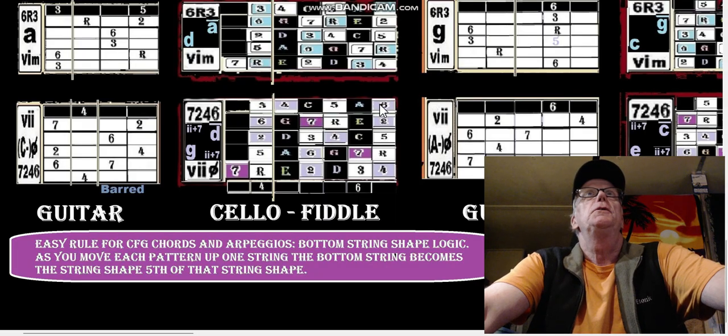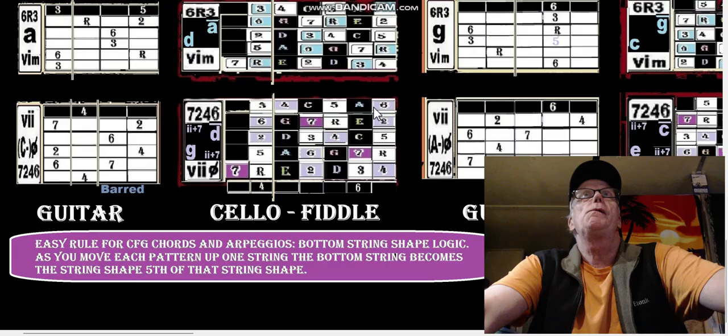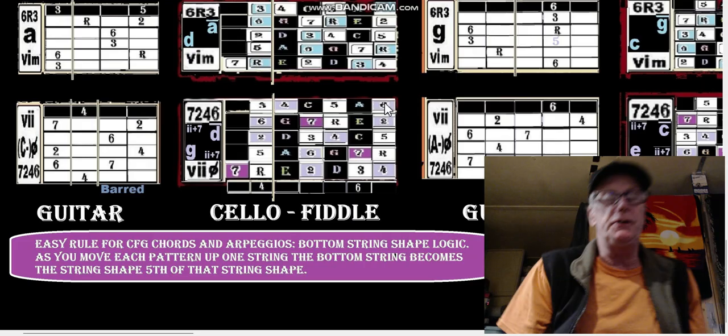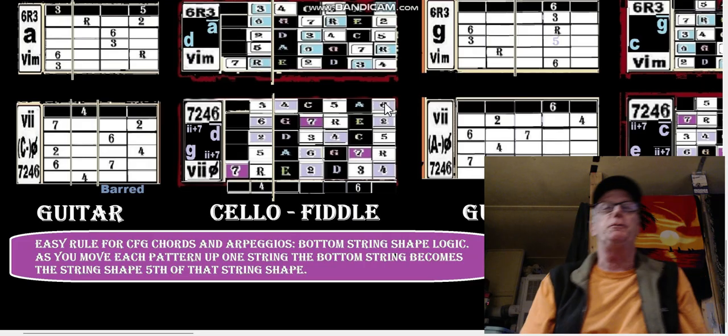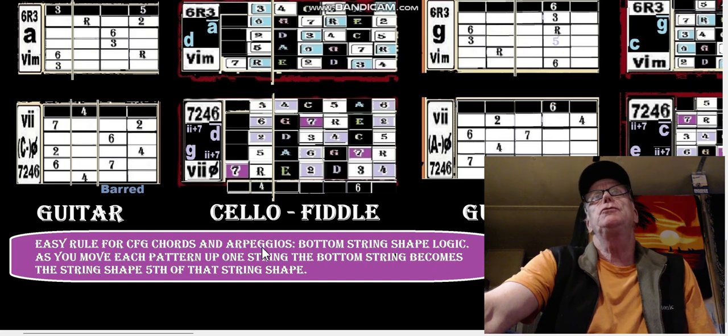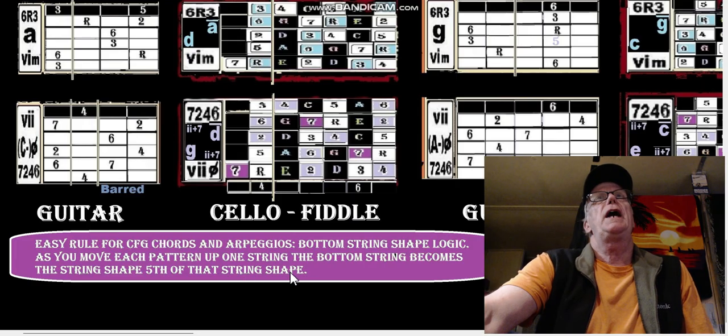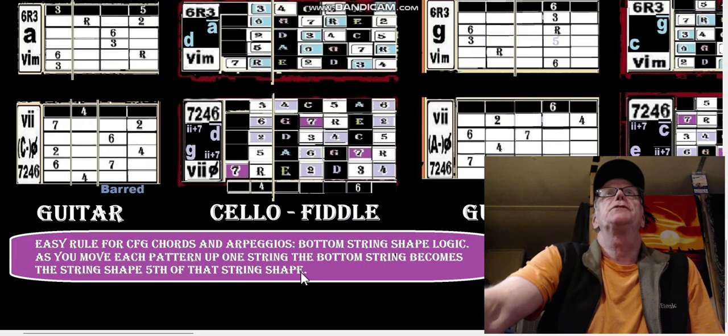The problem is the reference here now isn't the same string. We get rid of the duplicate string kind of thing. This is the duplicate string down here. The top string of the P5 can be referenced to the inverse of the bottom string of the P4. Easy rule. Bottom string shape logic. As you move each pattern up 1 string, the bottom string becomes the string shape 5th of that string shape. Okay, so that's what it is.